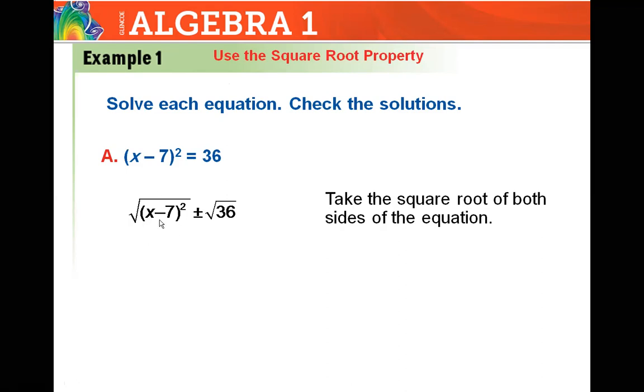So square root of (x minus 7) power 2 is equal to, we just write equal here, equal to positive or negative square root of 36. This is the first step.